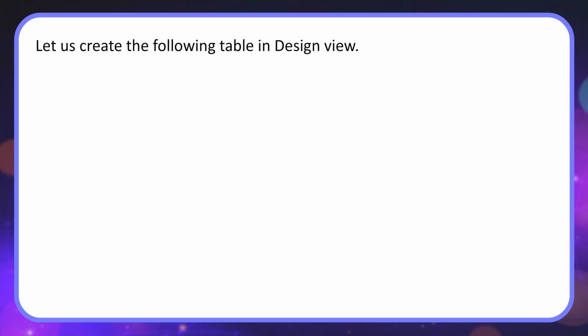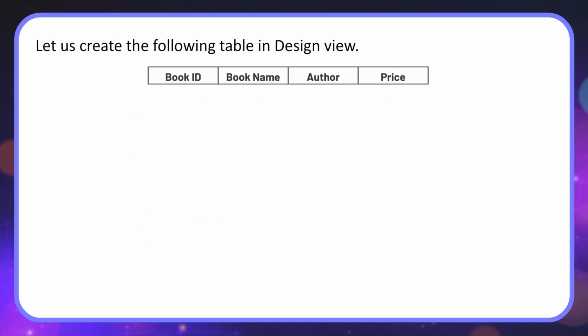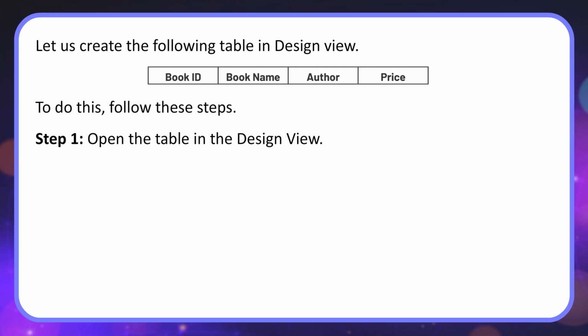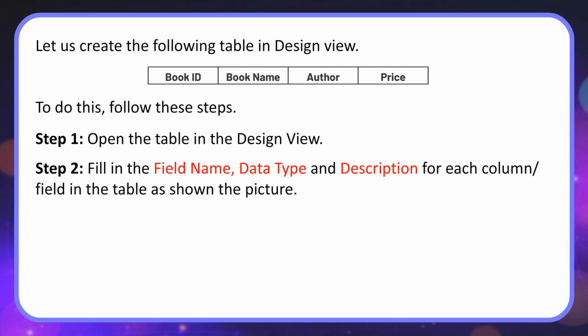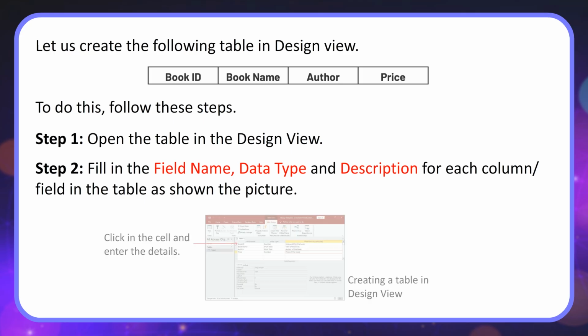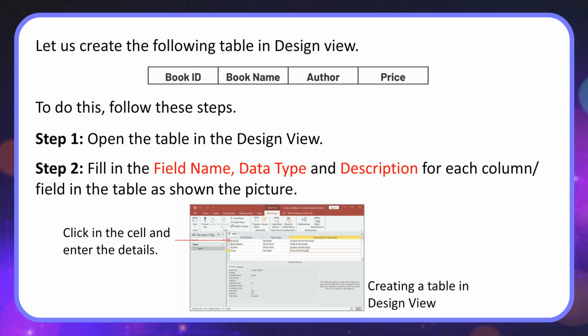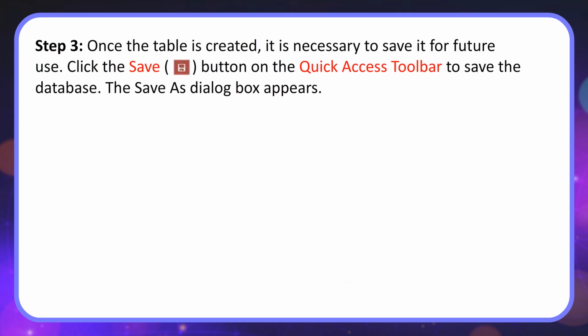Let us create the following table in Design View. Book ID, book name, author, price. To do this, follow these steps. Step 1. Open the table in the Design View. Step 2. Fill in the field name, data type and description for each column/field in the table as shown in the picture. Click in the cell and enter the details, creating a table in Design View.